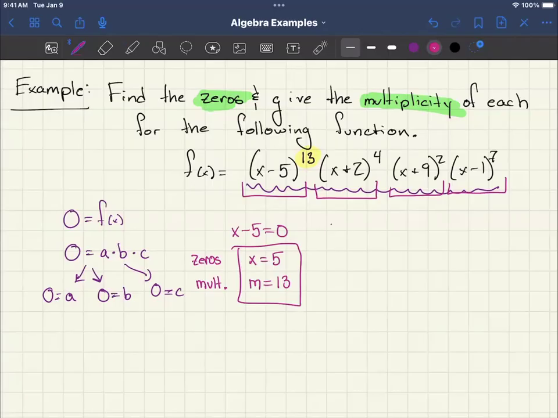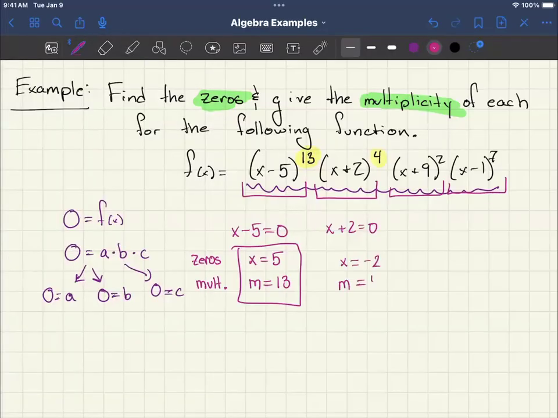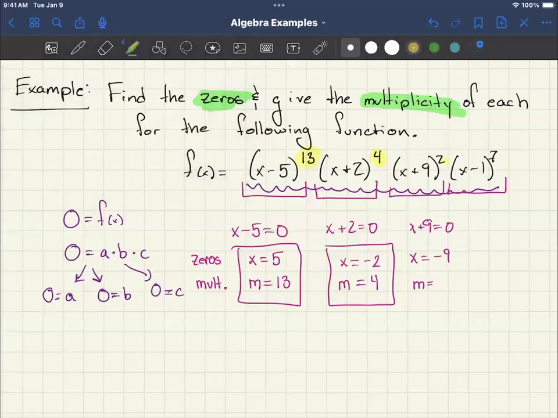For our second solution, we have x plus 2 is equal to 0. We're going to solve that, so we are going to get x is equal to negative 2. And again, for multiplicity, we look at that exponent. How many times does that particular factor pop up? And that factor comes up 4 times. So there's our second solution. Our third one, x plus 9 is equal to 0. We solve. x is equal to negative 9. And our multiplicity, again, here is 2 as the exponent. So this only pops up twice.